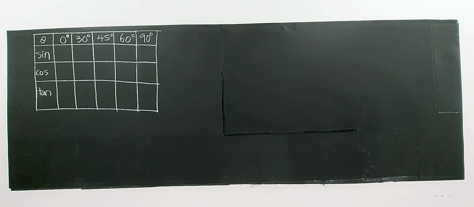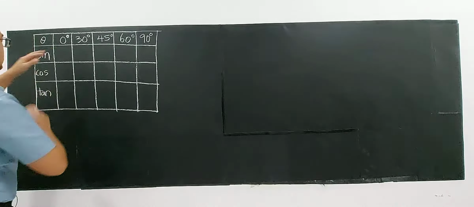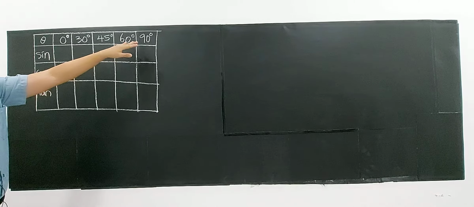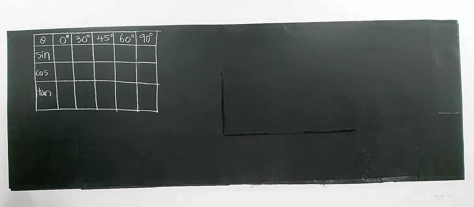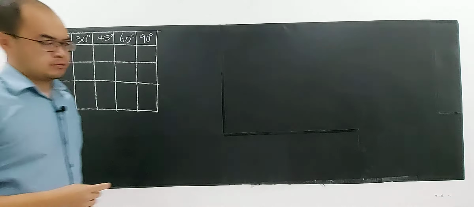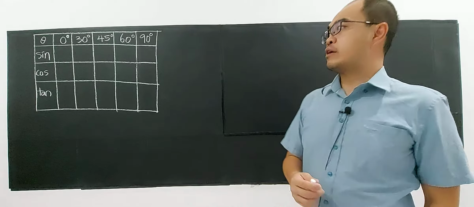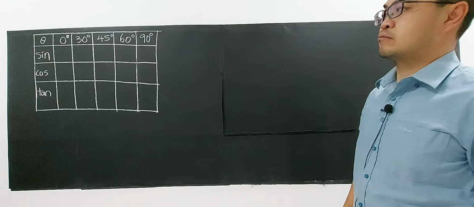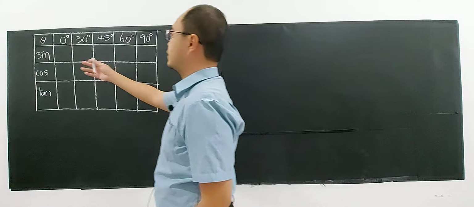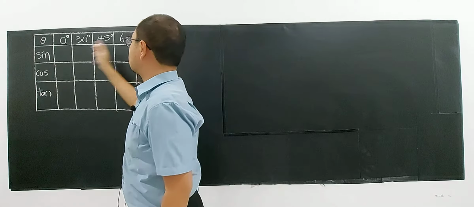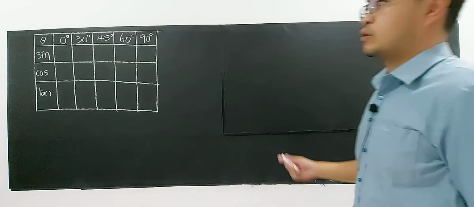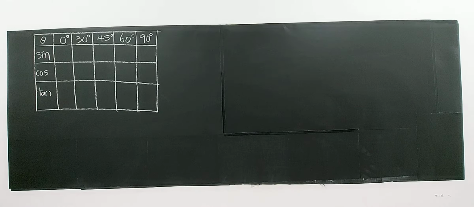Hi, in this video, we're going to introduce the values of some special angles. As you know, sine of 0, 30, 45, 60, and 90 degrees have special values. We encourage students to be very familiar with these values. For example, sine 30 is 1 over 2, and cos 60 is 1 over 2. So we need to be very familiar with these values.